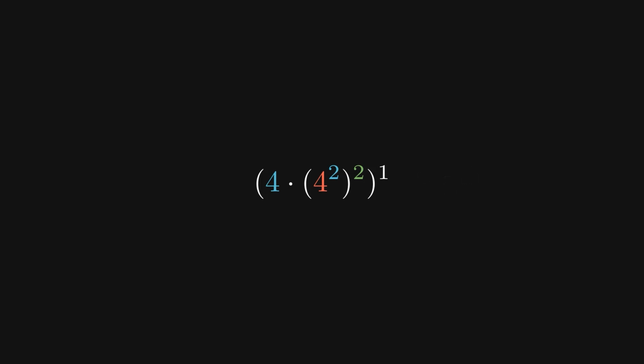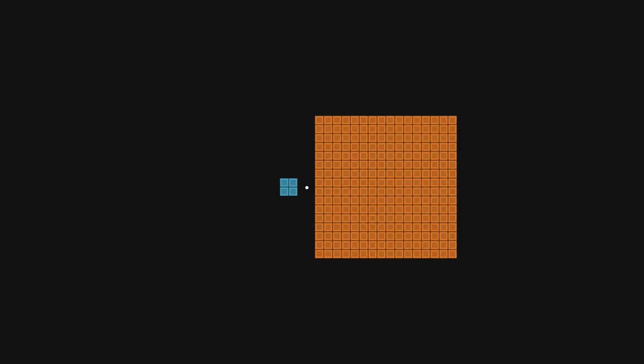Now let's visualize this process step by step. 2 squared becomes 4. 4 squared becomes 16. 16 squared becomes 256. Finally, we multiply 4 times 256 to get 1024.